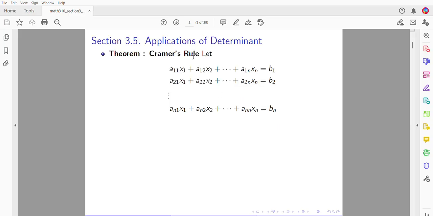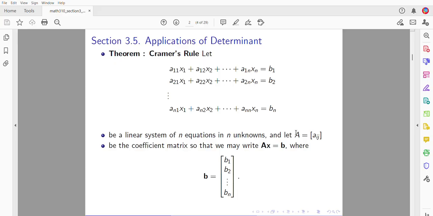Say you are given a system of n equations in n variables. So you have a square linear system equals b1 through bn. A linear system of n equations in n unknowns. Let capital A be the coefficient matrix Aij, so that we may write A x equals B. Bold x is for a list of all your variables, if you remember, and bold B is nothing but the output column.